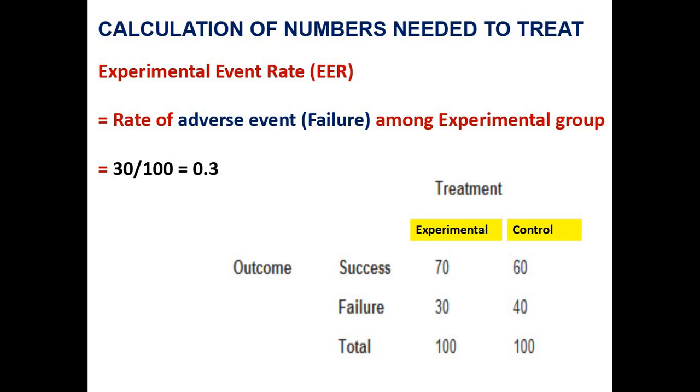Experimental event rate is the rate of adverse event or failure among the experimental group. Here among the experimental group, 30 failure out of 100. So experimental event rate is 30 out of 100, that is 0.3 or 30%.